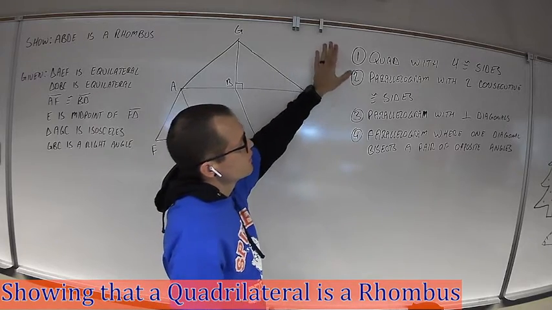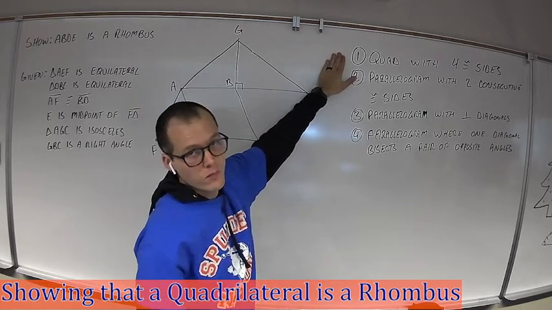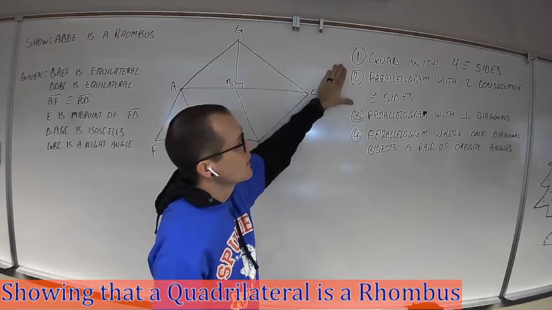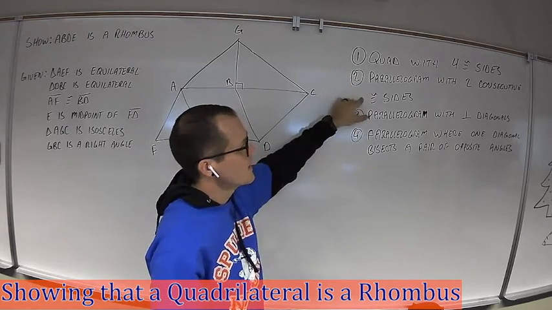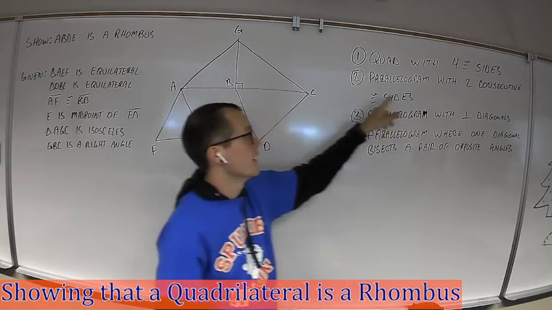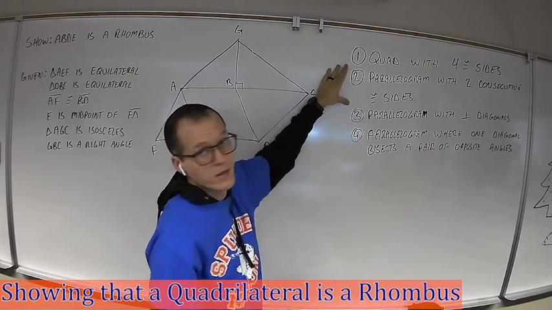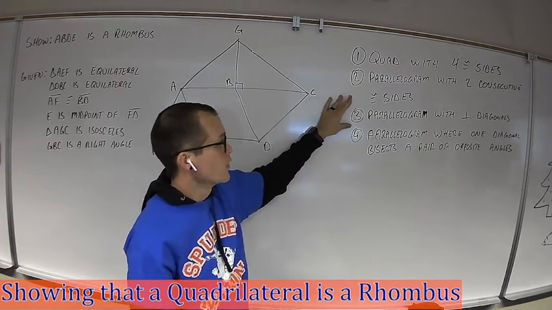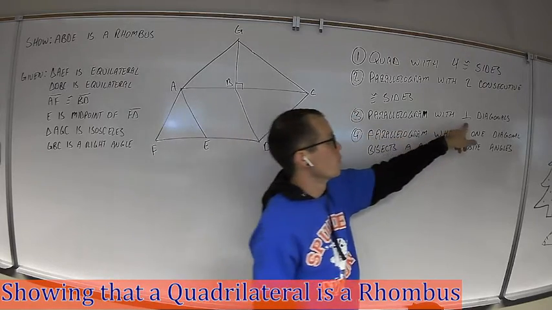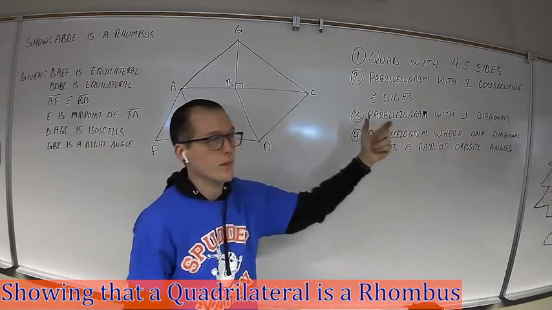So if we can find a quadrilateral that has 4 congruent sides, we have a rhombus. If we can find a parallelogram with 2 consecutive congruent sides, that means 2 sides that are next to each other and have the same length, and it also has to be a parallelogram, then we have a rhombus. If we can locate a parallelogram with perpendicular diagonals, boom, then we have a rhombus.